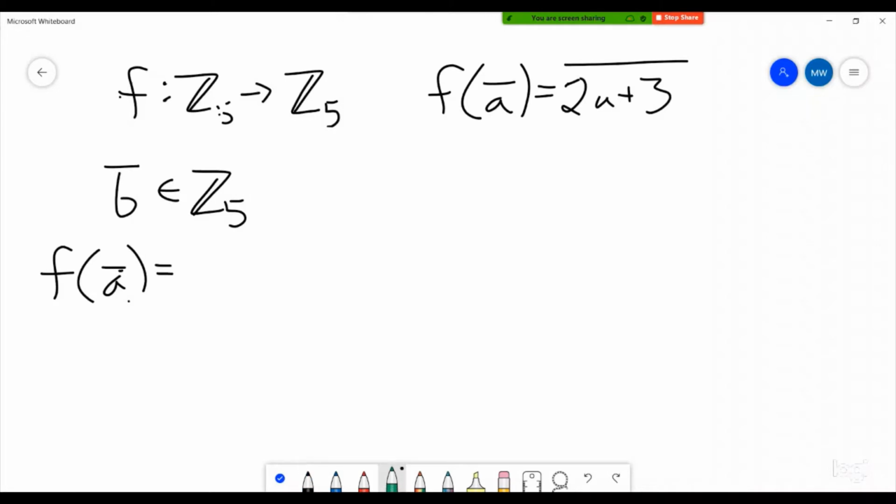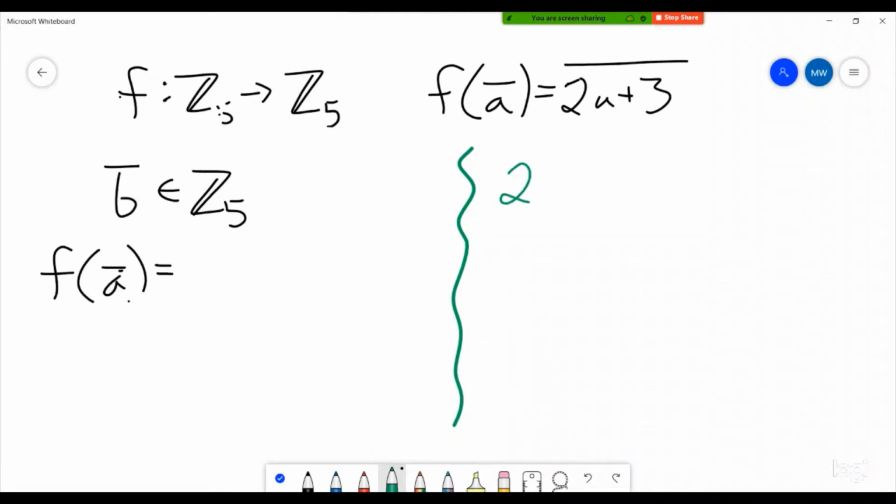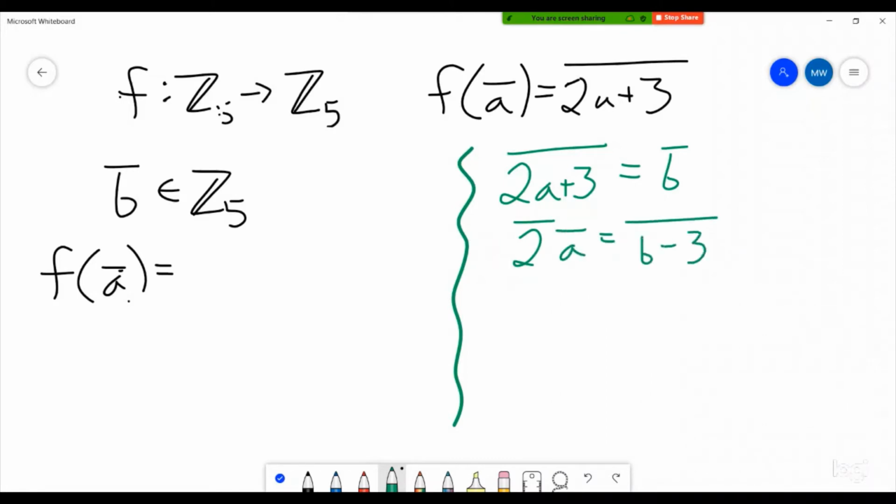So let's do some scratch work to figure out what that's going to have to be. Our scratch work is going to be, we start by setting the class of 2a plus 3 equals the class of b, and now we solve for the class of a. So we can subtract the class of 3 from both sides, so we get the class of 2 times the class of a equals the class of b minus 3, which is the same thing as writing the class of b plus 2. Both of those are the same.